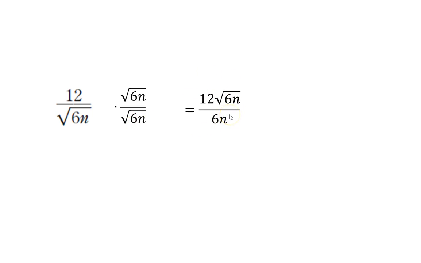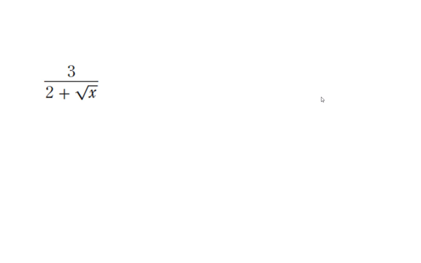There's no more radical in the denominator, but I can simplify this further because I can do 12 over 6. I have just one term in the denominator and one term in the numerator, so I can do any applicable division there, which is 12 over 6. 12 over 6 is 2 over 1, so this can be simplified to 2 times the square root of 6n divided by n. And that's where we get this answer here.